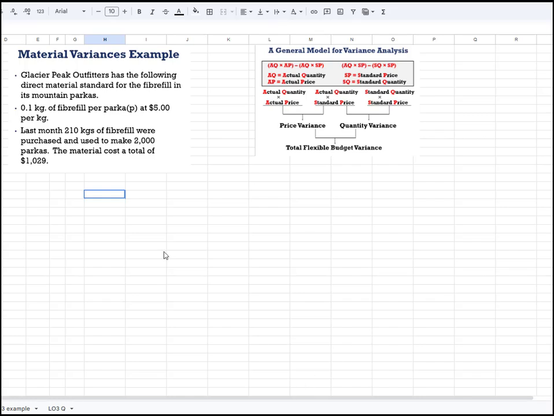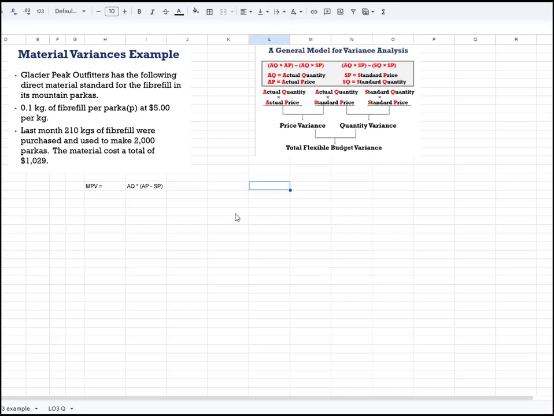All right, so welcome to Excel. I have a screenshot of our example walkthrough as well as the general model for variance analysis from which we have derived our formulas. As I described before, on the left hand side we have our material price variance, and using algebra we are going to pull out the AQ from both sides. So the material price variance is equal to AQ times AP less SP. We're holding AQ constant, looking at the difference in price, hence the price variance.